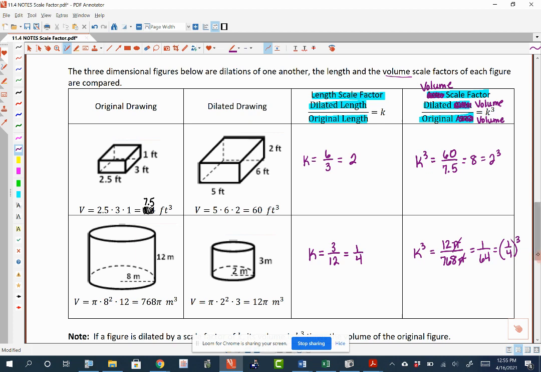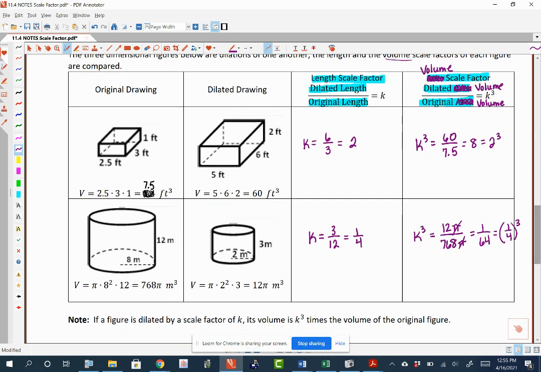So right below that, it says to note, if a figure is dilated by a scale factor of k, its volume is k cubed times the volume of the original figure. So similar to what we saw with area on the front. If I want to find the volume of a dilated shape, as long as I know the scale factor, I can cube it and multiply that to the volume of my original shape.